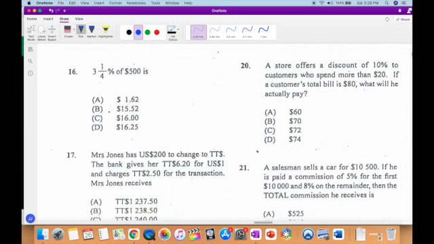Number 16, 3.25% of $500. That is an interesting question. So 3.25%. What I would do is I would go 4 3s are 12 and 1 is 13. So that is 13 over 4% of 500. Right? So 13 over 4% of 500 is really 13 over 4 multiplied by 5.